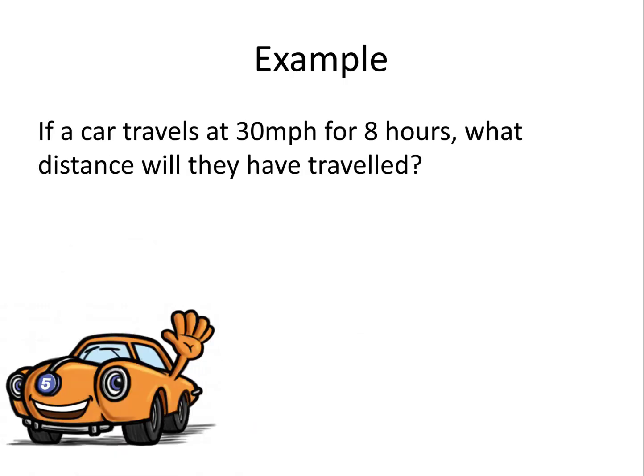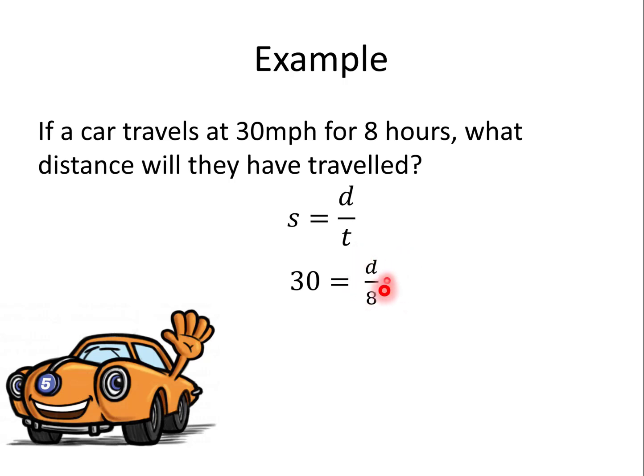Let's look at another question. If a car travels at 30 miles per hour for 8 hours, what distance will they have travelled? Again, I write my formula, and then I replace the numbers that I know. This time I know that speed is 30, and that time is 8. Now this is an equal sign, so whatever I do to one side, to the other side, I do exactly the same. I don't want D over 8, I want just D. How do I get rid of the over 8? I times it by 8, because 8 divided by 8 equals 1, leaving me with just D.